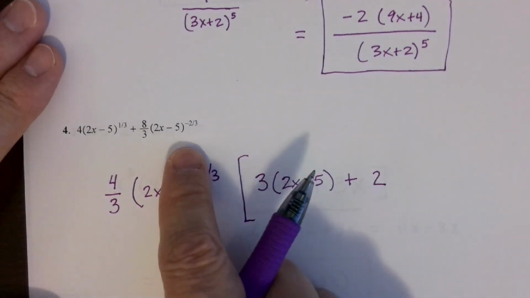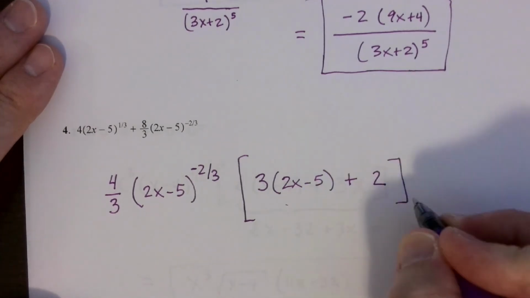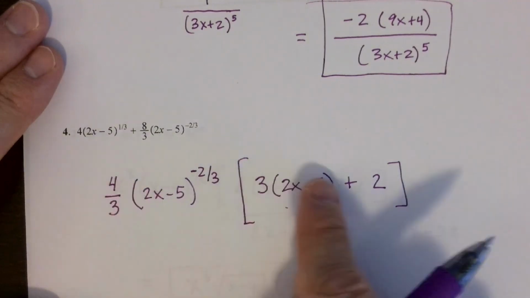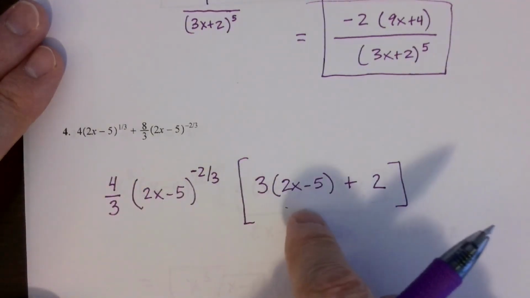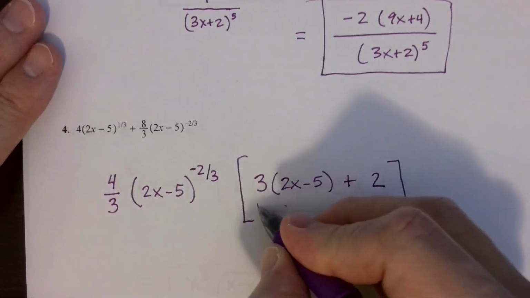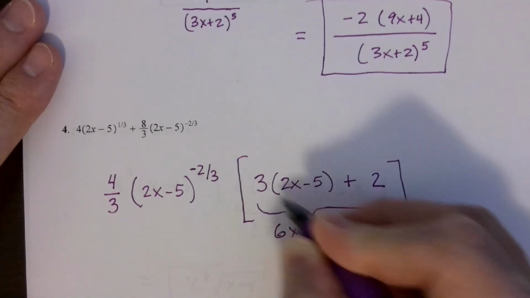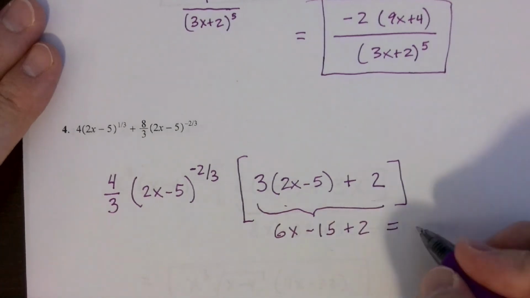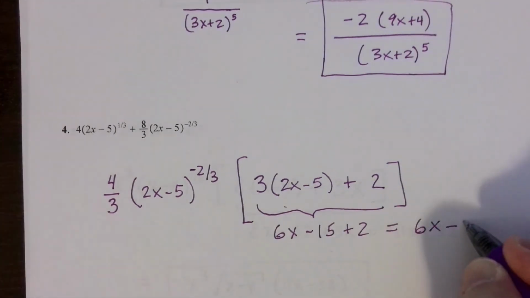The 2x minus 5 to the negative 2/3 is factored out. And so, see, this is what's left, and there's no fractions in here. If you were to factor out just the 4, then you would have a 2/3 here, which is not bad, but it's much neater and cleaner, and you can see things a little bit clearer that way. So let's distribute the 3. 3 times 2 is 6x. 3 times 5 is negative 15 plus the 2. And I get 6x, negative 15 plus 2, minus 13.